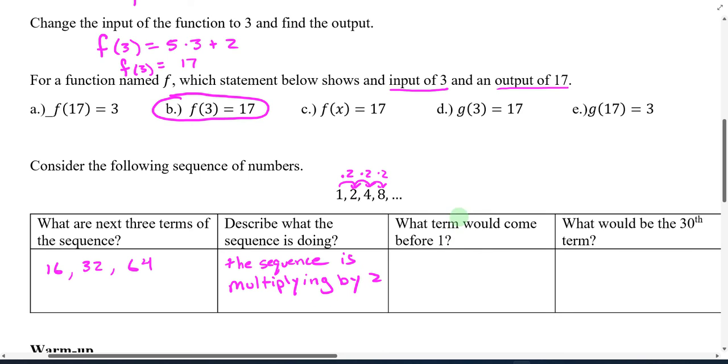Okay, and then it says here what term would come before 1, right? So here's 1 in our sequence. So the term that would come before it, if you can imagine another term that came before 1, right? And we don't really know what it is. Now, what we do know is to move forward in the sequence, we had to multiply by 2. So if moving forward required us to multiply by 2, moving backwards would require us to do the opposite and divide by 2. All right, so if I do 1 divided by 2, we would get 0.5, right, or 1/2.